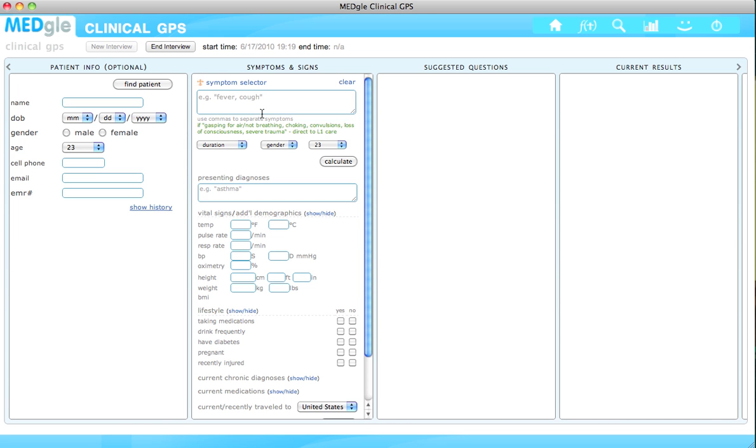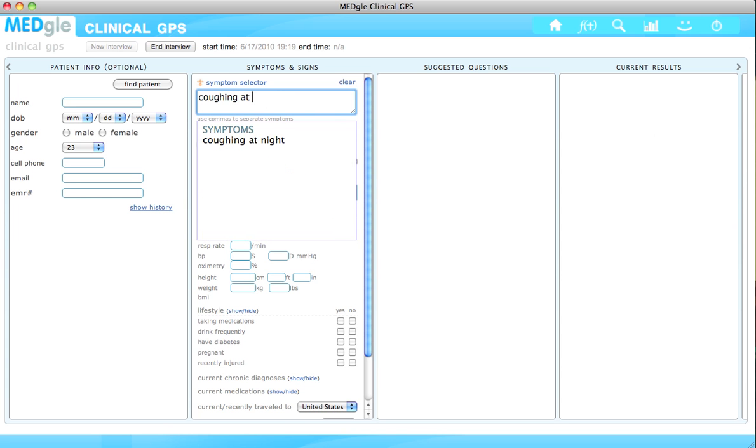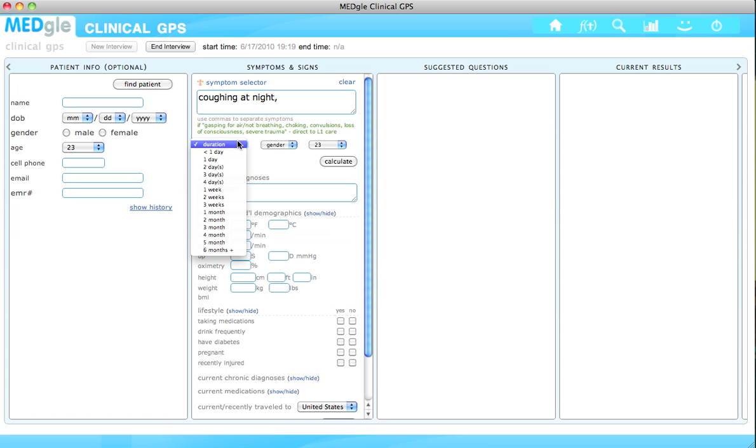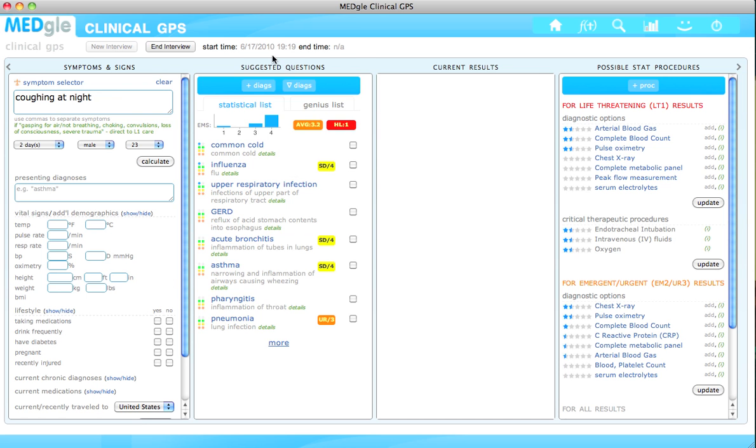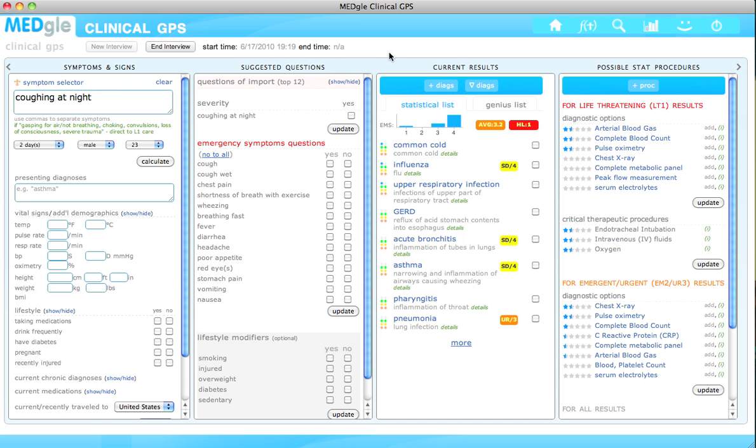So let's say, for example, that a patient has walked into a pharmacy. So you're a pharmacist and you're talking with the patient and they're telling you that they're coughing at night. And this has been going on for about 2 days, male, and they say they're 23 years old for this particular moment. So when we click calculate, it will analyze the information given and come up with our three different columns here: suggested questions, current results, and possible STAT procedures.